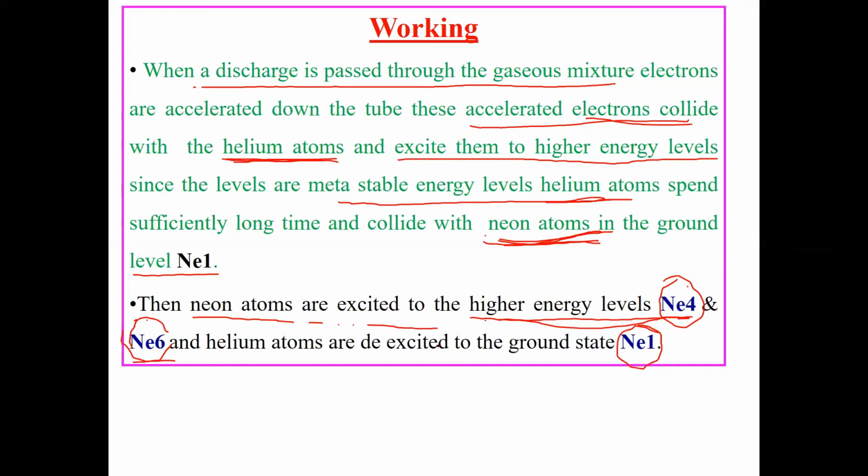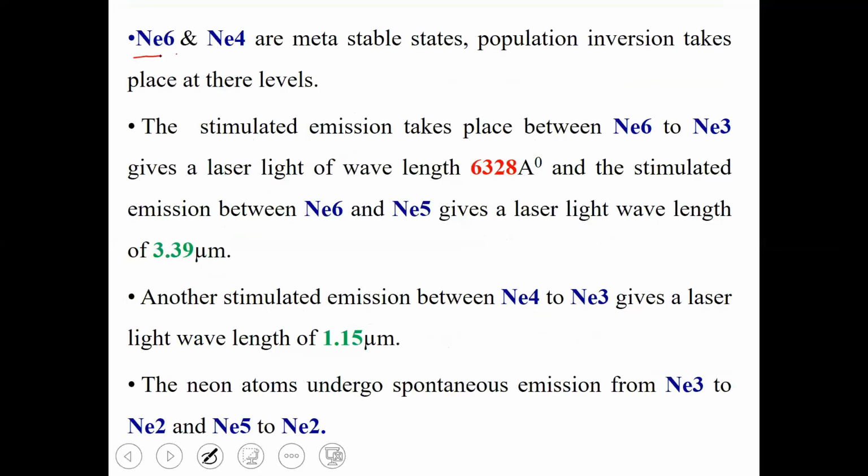Ne6 and Ne4 are the metastable states. The first condition to generate laser light is to achieve population inversion. Therefore this Ne6 and Ne4 act as metastable states, and we can achieve population inversion from the Ne1 state to Ne6 and Ne4. This means a larger number of neon atoms are excited to the excited energy levels compared to the ground state, Ne1.